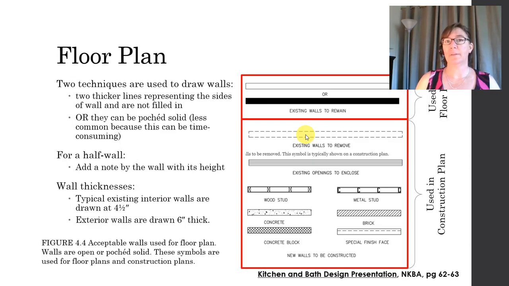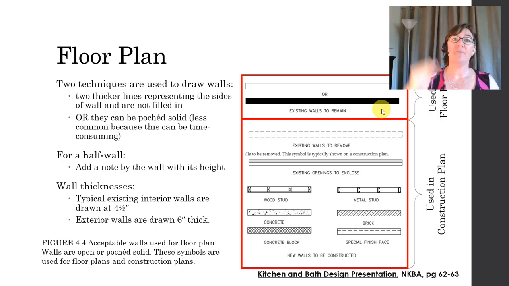When you draw walls in an NKBA floor plan, there are 2 accepted ways. You can draw just 2 lines, so it's basically an empty wall or the wall outline. Or you can fill it in, as in this example here. That's called a poché when you completely darken in between. All right, either of those are accepted in NKBA standards.